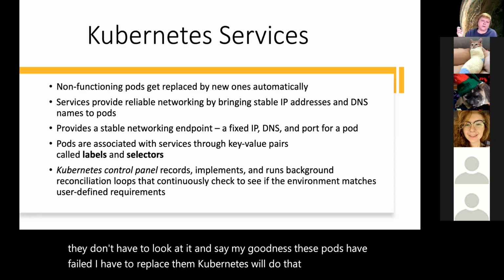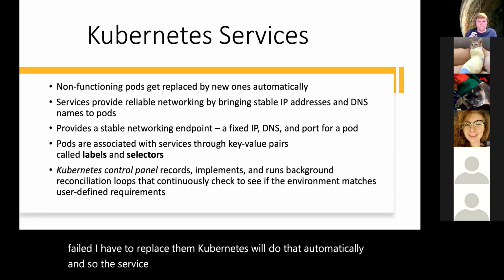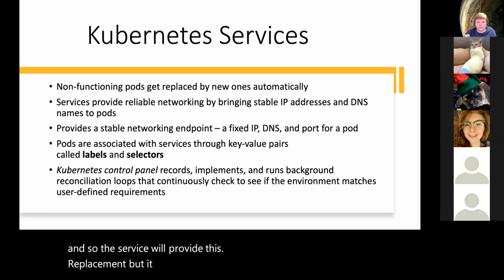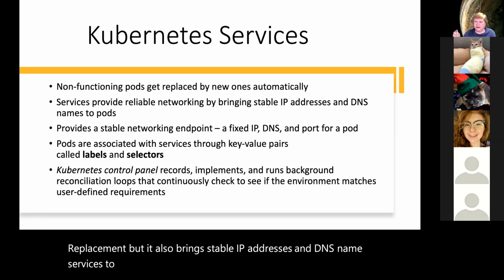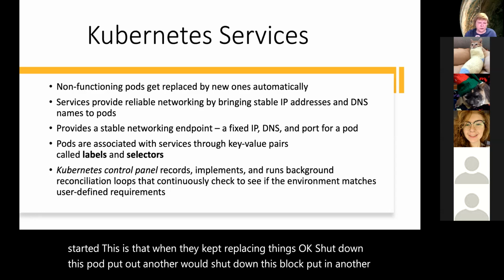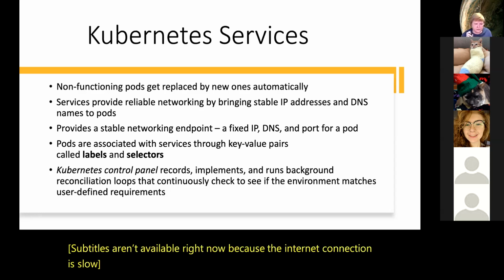And so the service will provide this replacement, but it also brings stable IP addresses and DNS name services to the pods. This is the issue they had when they first started: when they kept replacing things, like, okay, shut down this pod, put out another one, the problem was that it kept getting assigned different IP addresses. You were just running through all these addresses. What you want is to keep the same IP address and transfer it to the new pod. And that's what the service does.